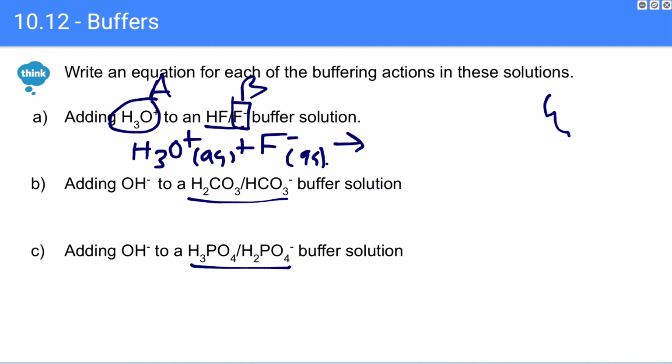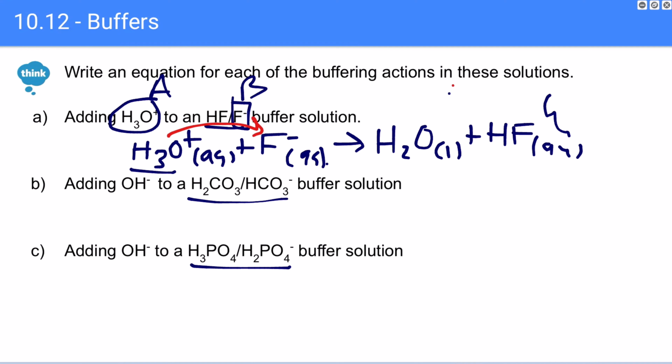When this happens, we end up with a transfer of hydrogen from the H3O+ to the F-. And so what we end up with, as we talked about before, is water, because the H3O+ is going to lose a hydrogen. And then the hydrogen is going to get transferred to the F- to make HF. So again, notice I neutralize the H3O+ by producing H2O and HF. Quite convenient. This one is a base, so it's going to be reacting with the acid in the solution.